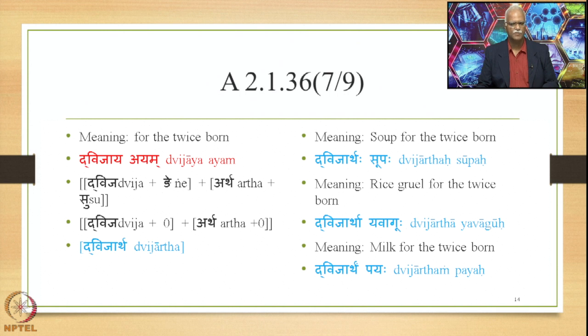Similarly, if the meaning intended to be conveyed is milk for the twice born, we can say dvijartham payaha. Now, in case of supa, because it is masculine, dvijartha also took the masculine gender. Since yavagu is feminine, dvijartha also became feminine. And payaha is neuter, so dvijartham is also neuter. So this is what is called visheshya nignata.